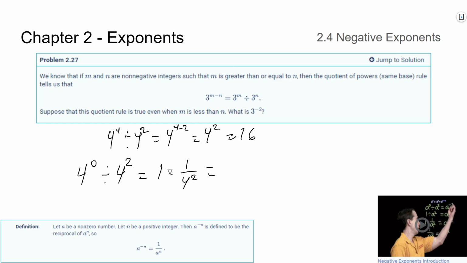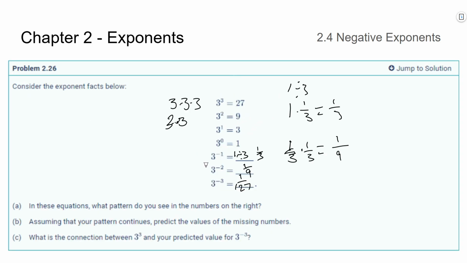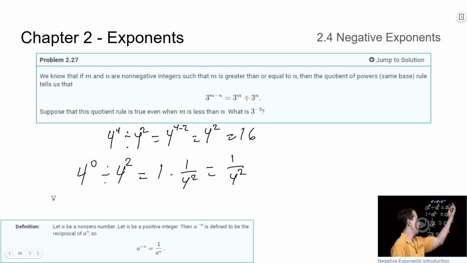Well, 1 times anything just gives us the original number back. So we have 1/4 squared. And that's similar to our last problem, where we found that negative exponents were just the reciprocal of the positive exponents. So 3 to the negative 2 is the reciprocal of 3 squared. And now we can see exactly why that is.